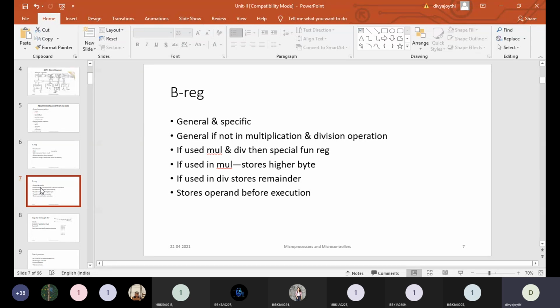Apart from those two operations, if you are using it for any other operation, addition, subtraction, logical ANDing, logical ORing, swapping, shifting, shift left, shift right, any operation except multiplication and division, then in that scenario the B register can be used as a general purpose register. If it is used in multiplication and division operations, only in those scenarios will the B register act as a special function register. So what is it going to store if it is used in a multiplication operation?